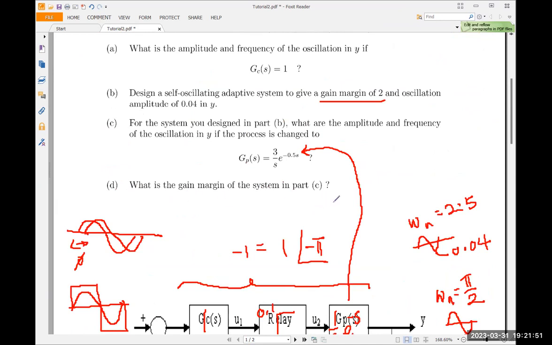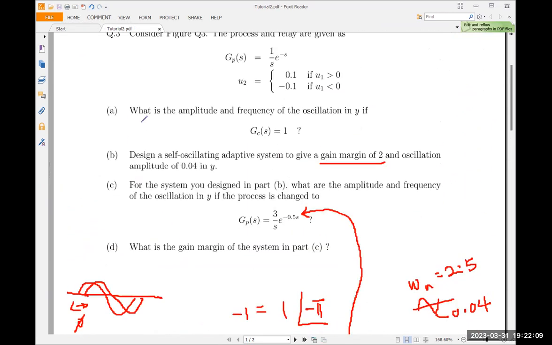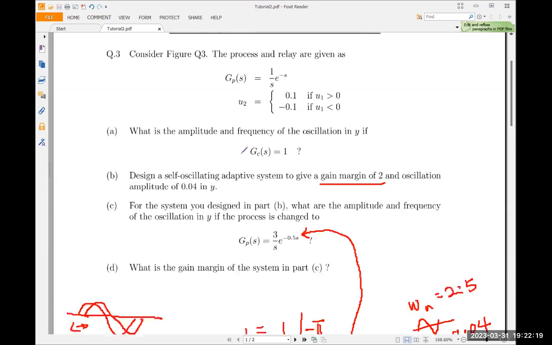This is an adaptive system. No matter how your plant changes from here to here or here to here, you will get a gain margin of 2, so that your control system performance is at a gain margin of 2. Okay, so I finished this topic. By the way, this was a previous year exam question. So, if you want to know how an exam question looks like, it looks like that. All right, I teach you everything already.